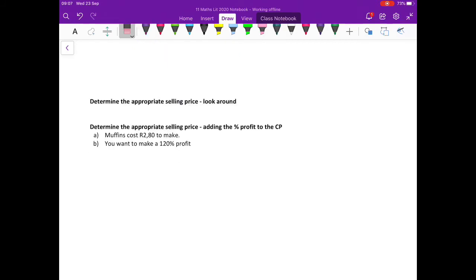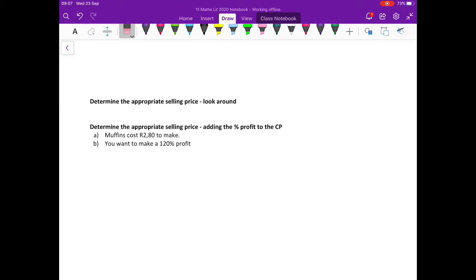Well, how do we determine the appropriate selling price? The first way to determine what you're going to sell your product for is to have a look around, see what the home industries or a similar business to yours is selling their products for, and that should give you a figure that you can work with. The other way is, for example, you make muffins which cost R2.80 to make, and you've decided that you want 120% profit, otherwise it's not worth your while.